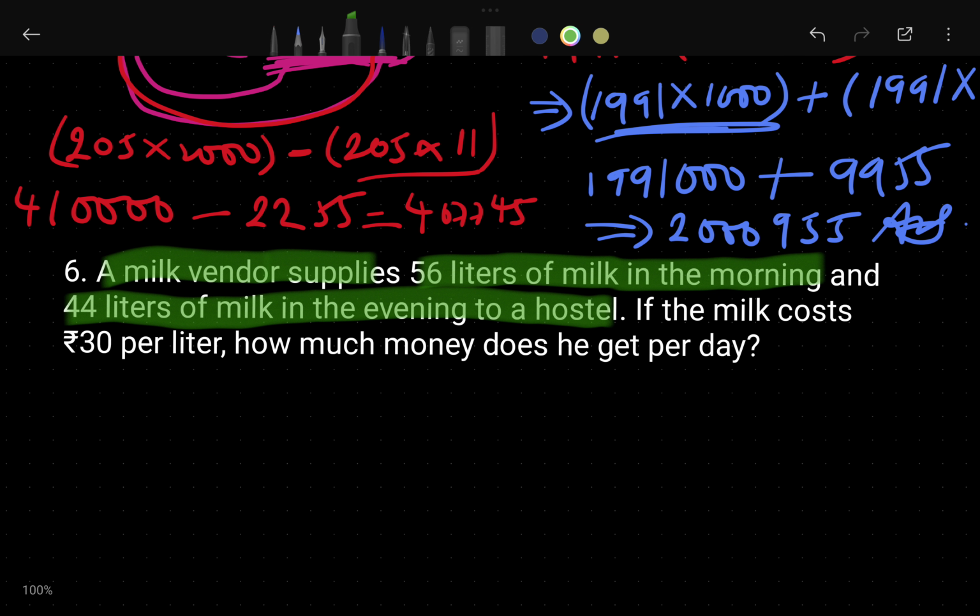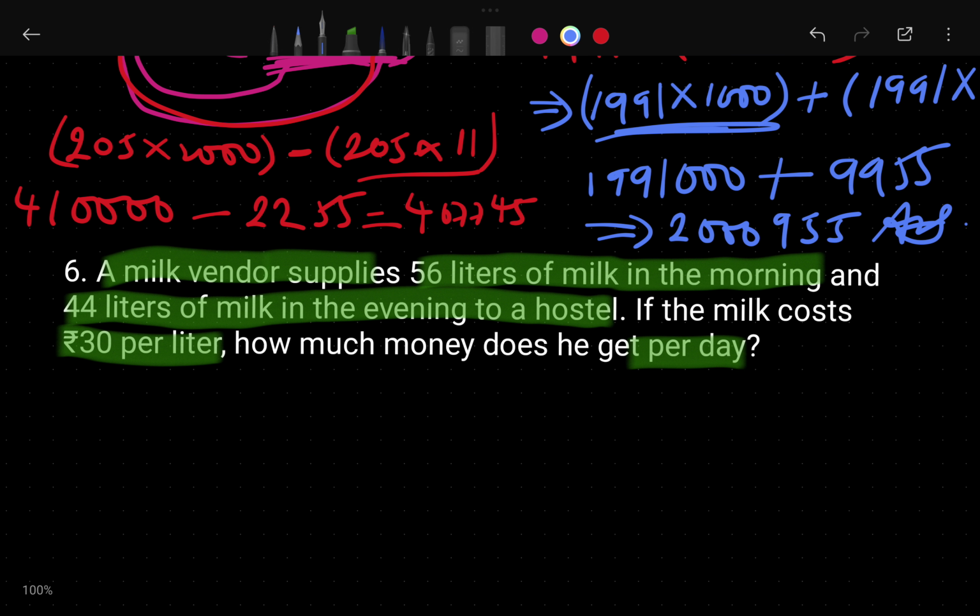So if the milk costs 30 rupees, you know what is the cost of milk? 1 liter of milk is 30 rupees per liter. Then how much does he get per day? In one day, how much money will he get? I will explain this question.